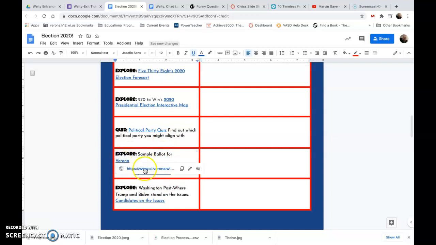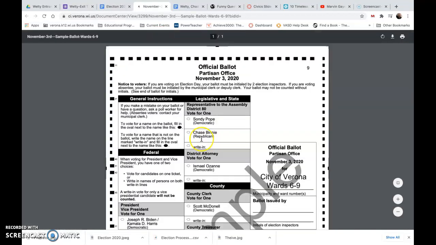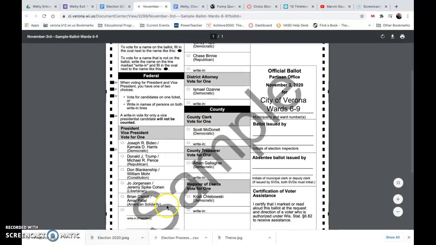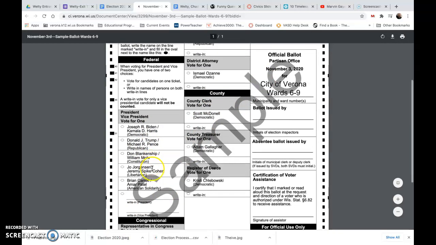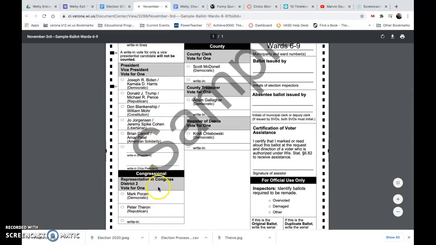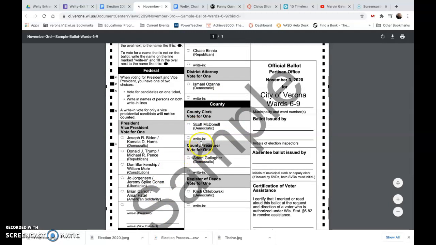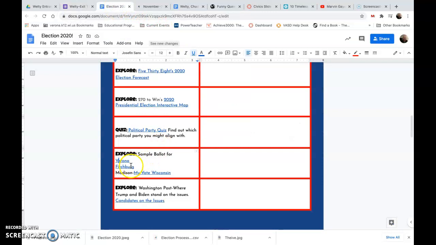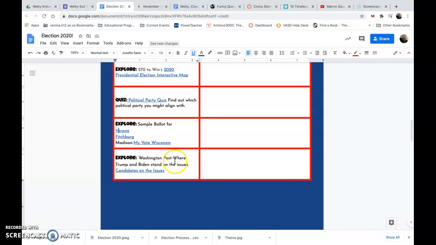Here are some sample ballots. So this is the actual ballot for Verona that I used when I voted. I voted early. You can see this says sample across it, but you can see who the different candidates were for president, for the congressional districts, and for other county and state offices. So you can see all these different people that are running for various offices in Verona. It'll look different if you look at the Fitchburg one, because there are different things on the ballot in Fitchburg. They're in a different district, and so there might be different local officials that they are voting for.